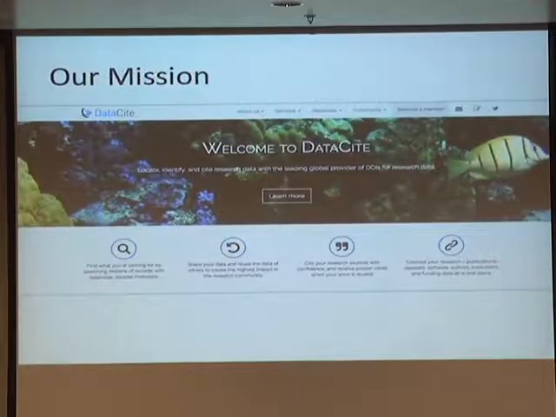So our mission is a simple one: to help the research community locate, identify, and cite research data with confidence. You want to be able to say, yes, that is the data set I need, or that's the data set I authored, and that's what I'm going to reference, or that's who's referencing me.